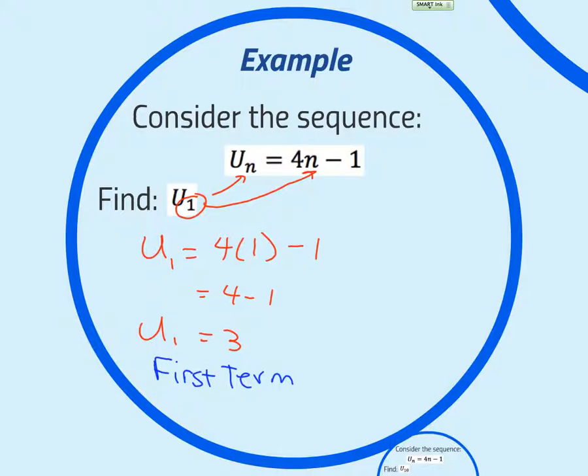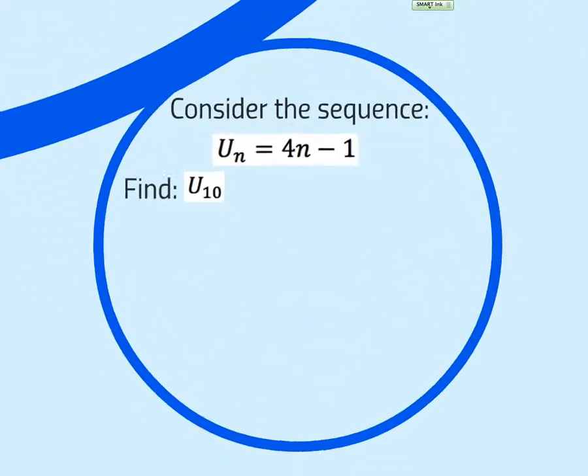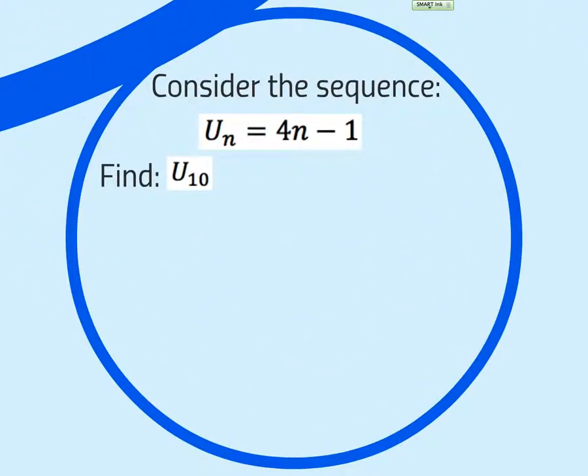Very good. So if I wanted to, I could plug in 2 and find the second term, and that kind of thinking will come in handy in the future. So good question, good observation. We're going to use the same general term, the same sequence, 4n minus 1, but instead I want you guys to find u sub 10. So go ahead and evaluate that on your own.